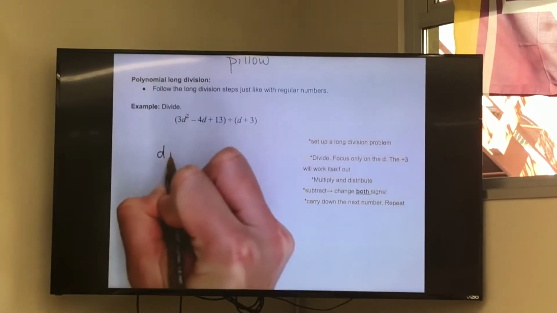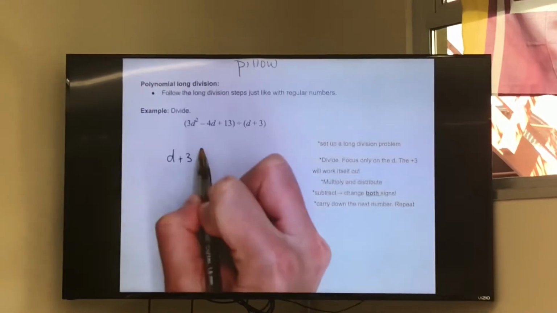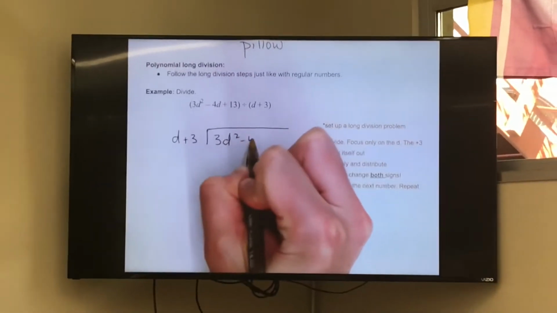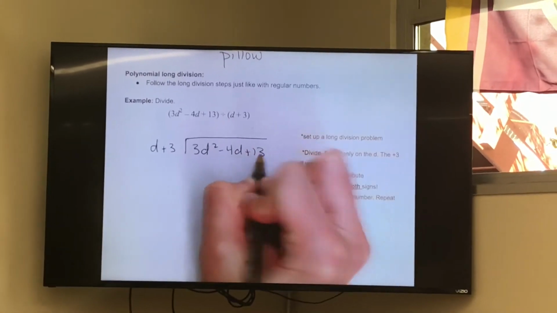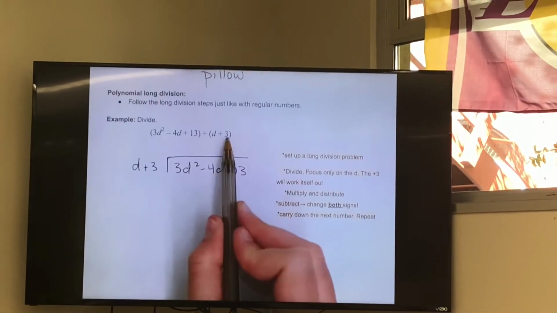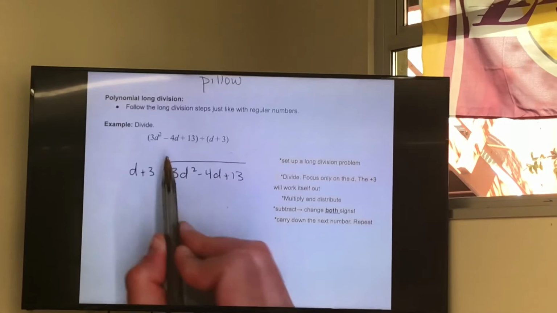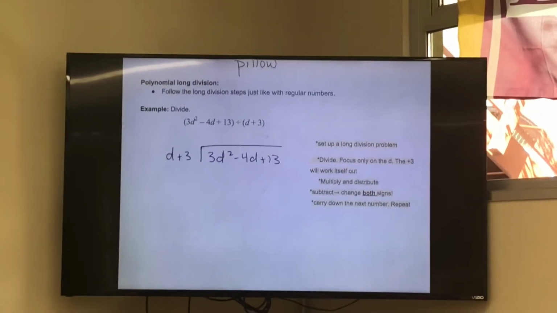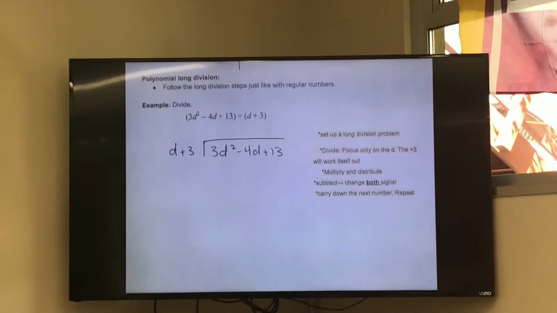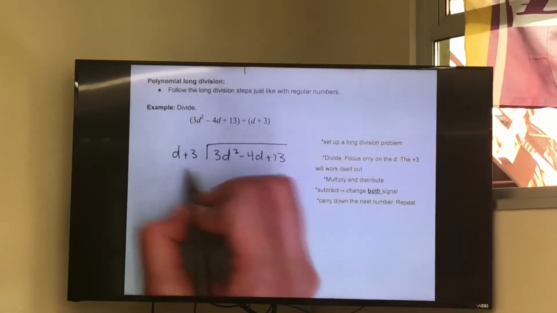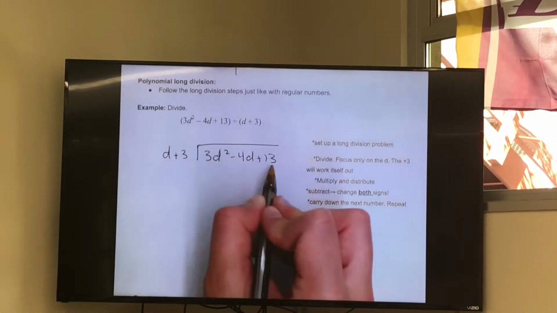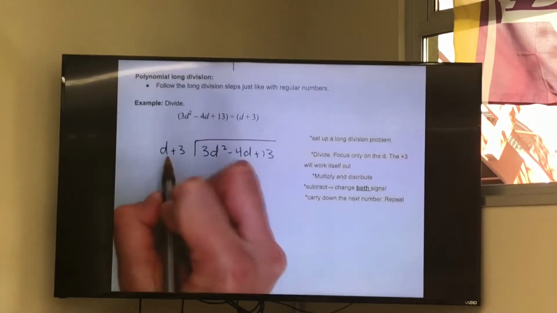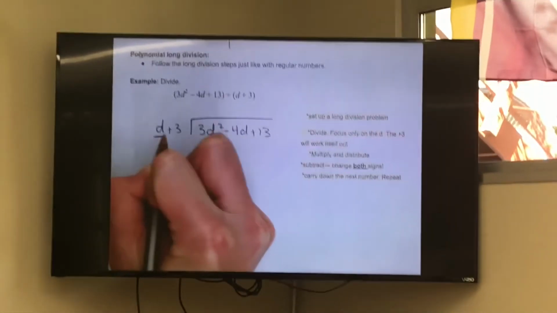So we write it out as long division. D plus 3 goes into 3d squared minus 4d plus 13. So the second number goes on the outside of the bars, and then the bigger polynomial goes inside. All right, I'm going to go through this process slowly. So just like with long division, you do, how does the term get into the term, right? Like in the bell work, all you want to focus on is the front number.